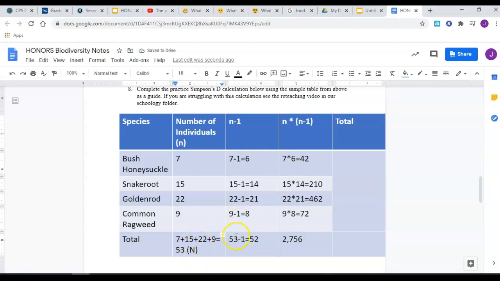So 53 minus 1 is 52. Multiply these together and you get that. I'll put this in here too. 53 times 52, so you can see what I did there. Okay. So then you get your full answer there.